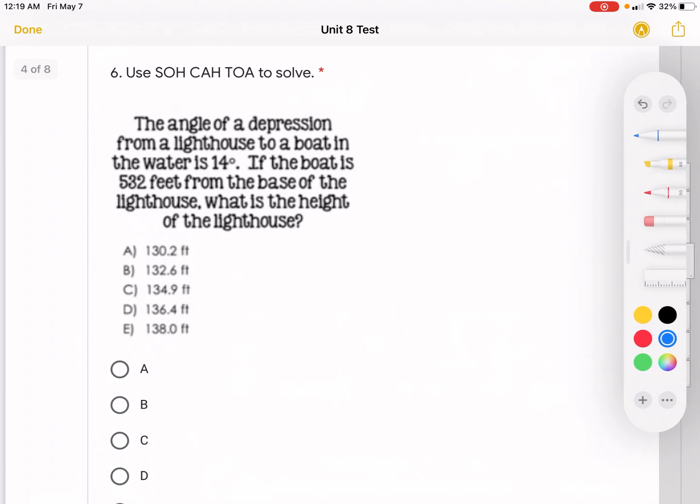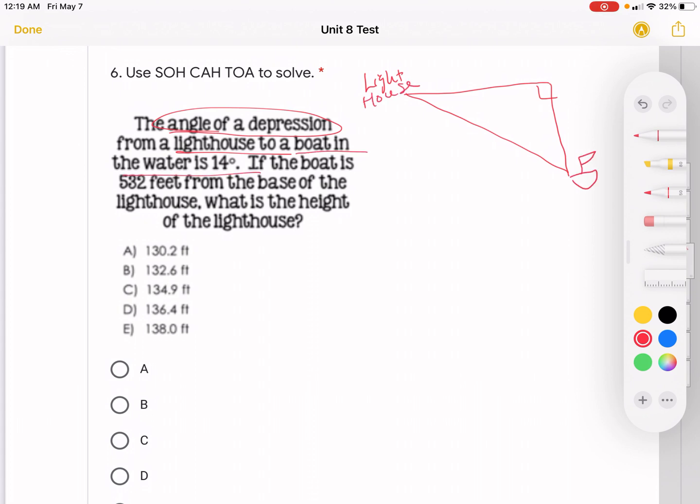This next question is also a word problem. This time, though, it says angle of depression, which means you're from the top looking down. So we're going to do an upside down right triangle. And it says from a lighthouse. So let's say our lighthouse is here, and it's looking down to a boat in the water. And the angle that it's looking down is 14 degrees.